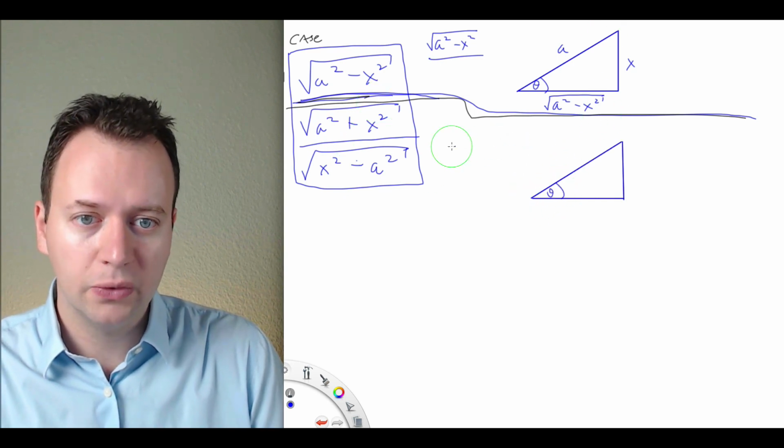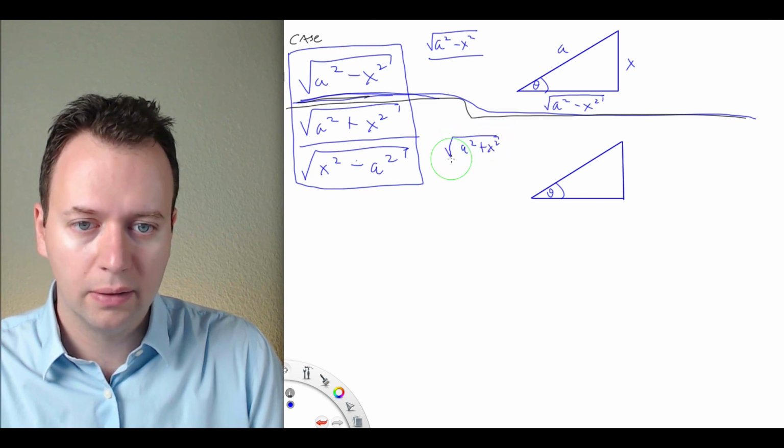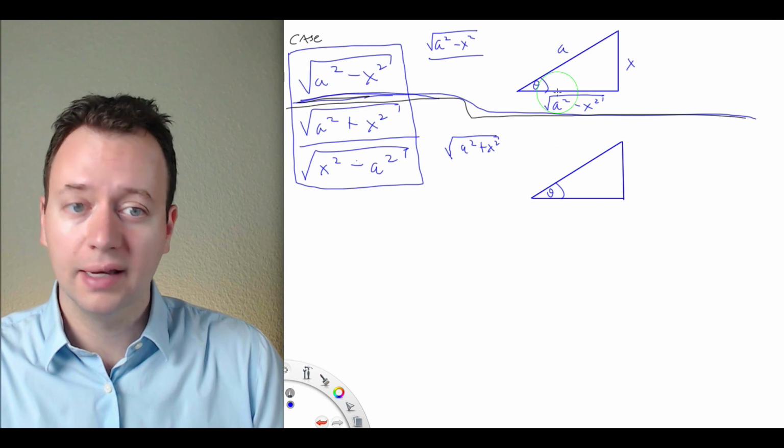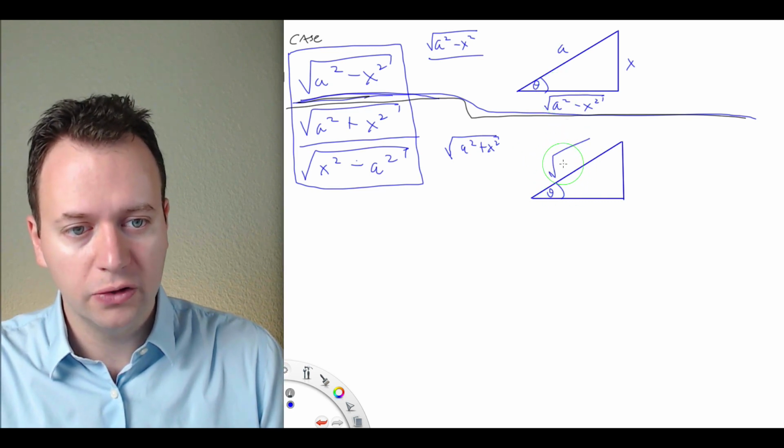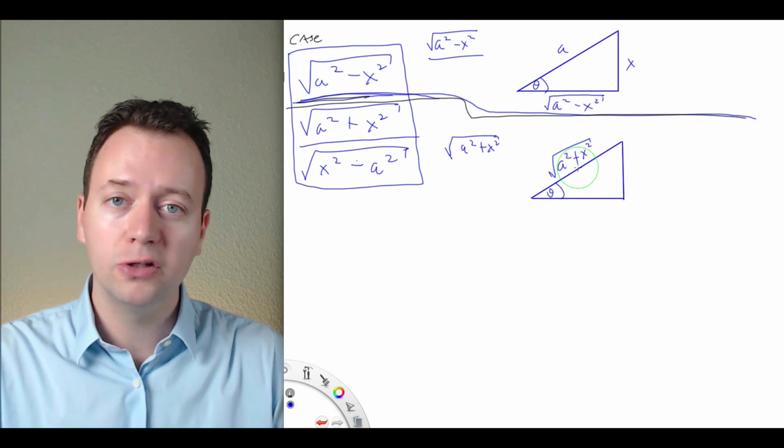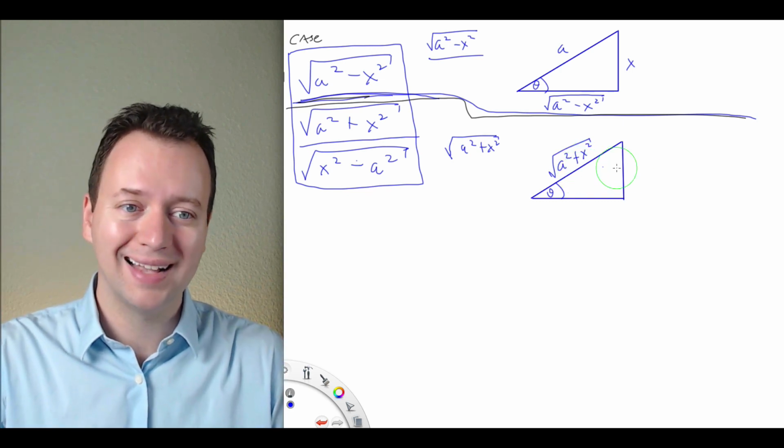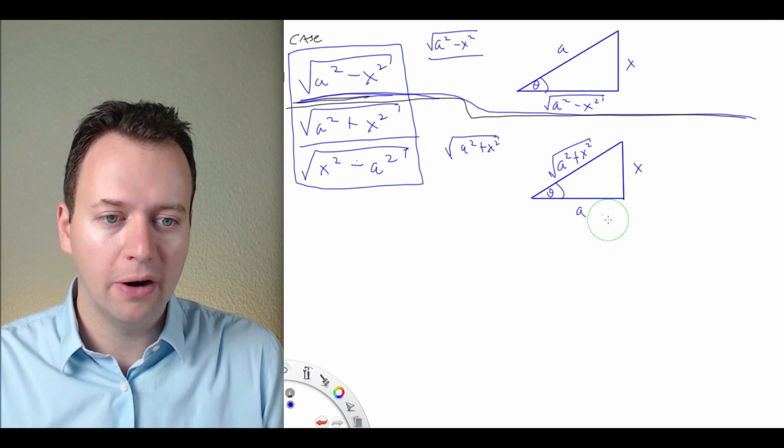Now in this case, we have the square root of a squared plus x squared. Well, that looks like the hypotenuse. So we make the square root of a squared plus x squared the hypotenuse of a right triangle with legs x and a. So let's put x up there and a down there.